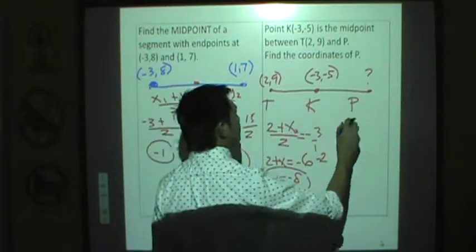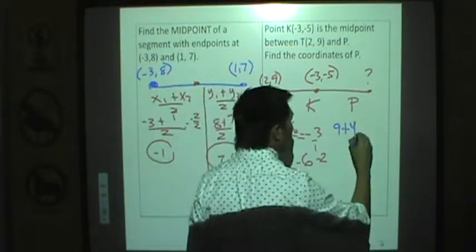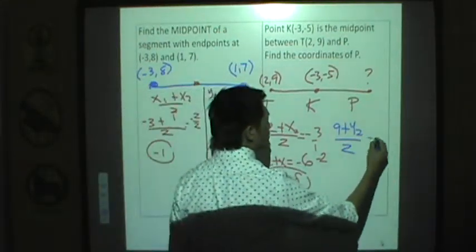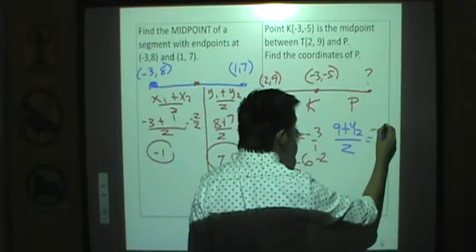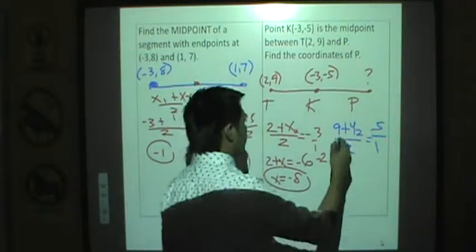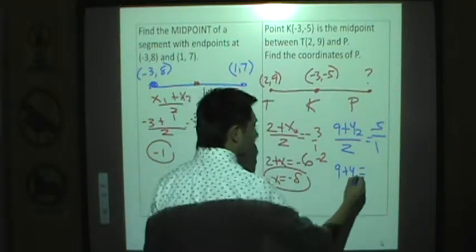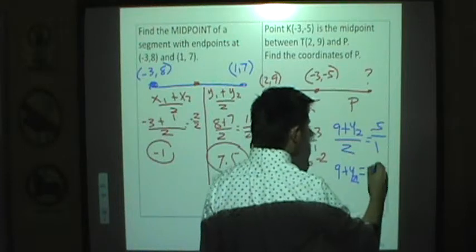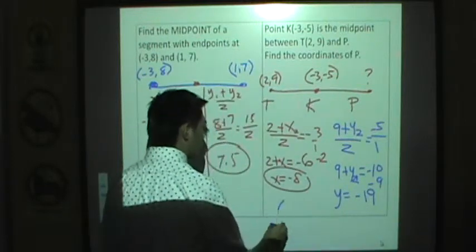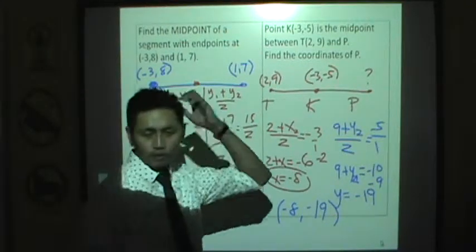But to solve for y, do we have y1? Yes, we do. But do we have y2? No. Over 2, according to the formula, equals, but wait, we have the midpoint given, so we can definitely use that to solve for the y of this second endpoint. Cross multiply: 9 plus y2 equals 2 times -5, which is -10. Move that 9 over, becomes -9. Y is equal to -19. So therefore, your final answer is going to be (-8, -19). That's going to be the other endpoint.